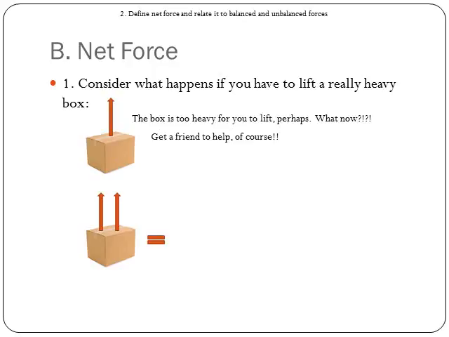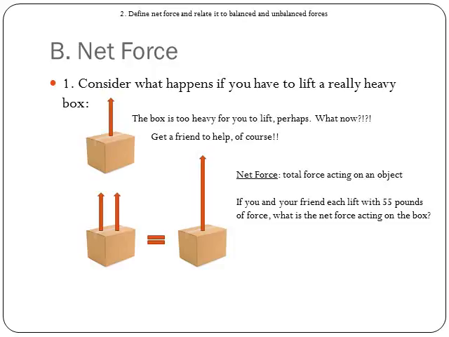Well, what that's going to mean then is the total force acting on the box is simply going to be the sum, or the addition, of those 2 forces. This leads us to our definition of net force. The net force acting on an object is simply the total force acting on an object. So let's say if you and your friend each lift with 55 pounds of force, what is the net force acting on the box? So our scenario here is you're lifting up with 55 pounds, so is your friend.